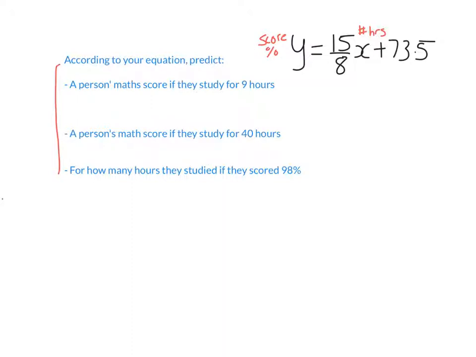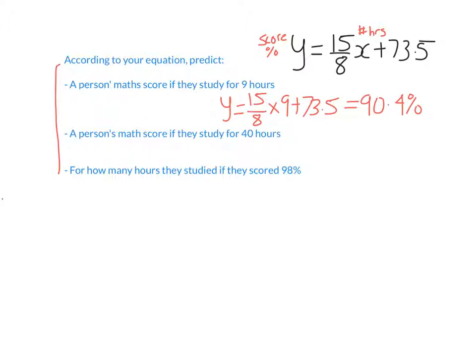So firstly, we're going to predict a person's math score if they study for 9 hours. Well, x is the number of hours. All I need to do is substitute x for 9 and find y. So if I put that in my calculator, I get 90.375. I'll just round to 90.4%. So that's the prediction from my equation. Again, it doesn't say someone absolutely will score 90.4% if they study for 9 hours. This just gives us an idea of what we might expect them to score if they study for 9 hours.